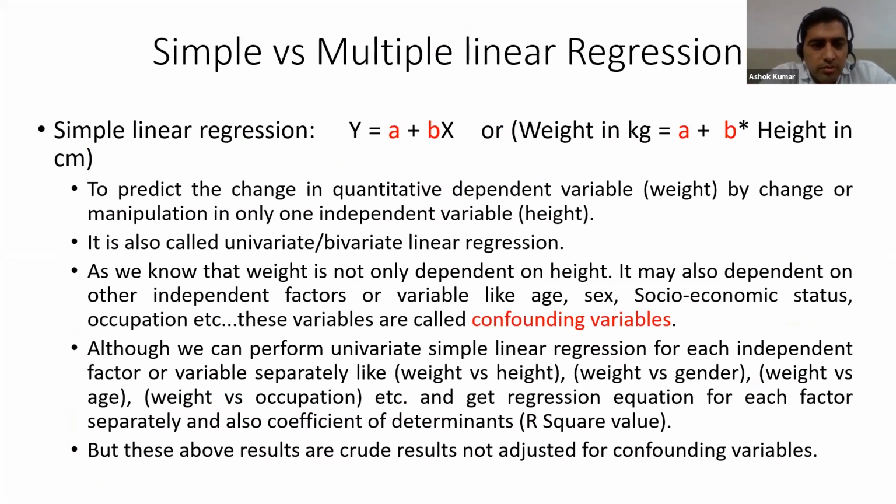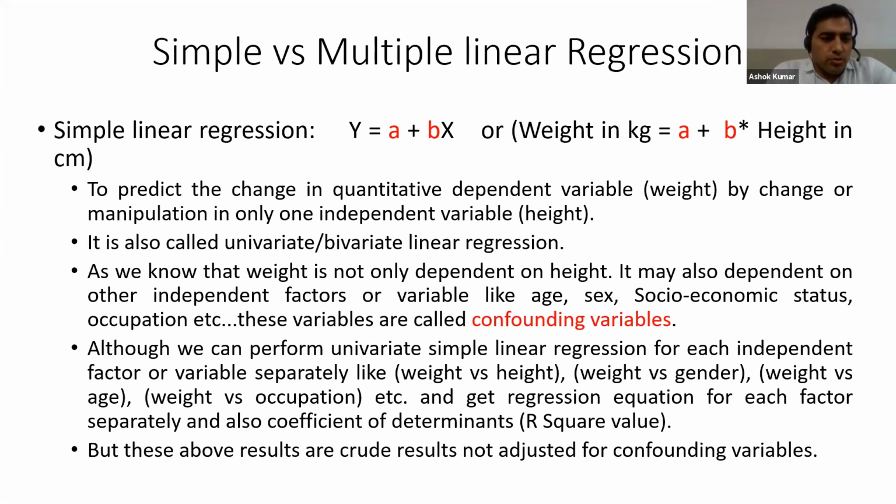Coming to the topic, we discussed yesterday simple linear regression. Y is equal to a plus bx, where a is the intercept and b is the slope. For example, weight in kg is y, a plus b times height in centimeter. Please don't forget to give units, in kg, in centimeter, in meter, with these variables.